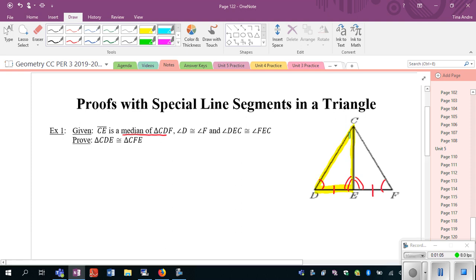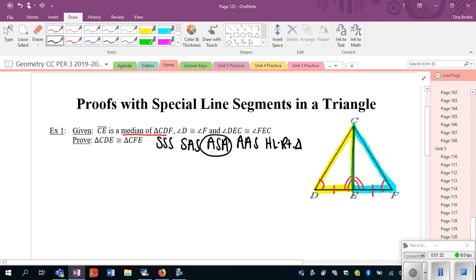And my goal here is to just prove that triangle CDE is congruent to triangle CFE. So again, when we're thinking about proving congruent triangles, we're thinking about our 5 methods. We have side, side, side; side, angle, side; angle, side, angle; angle, angle, side; and HL. So when I think about these, well, I already have angle, side, angle based on what I marked. So that's the way that I'm going to go about proving this.